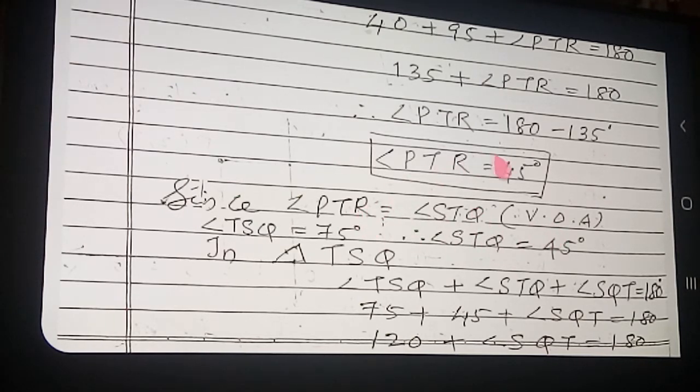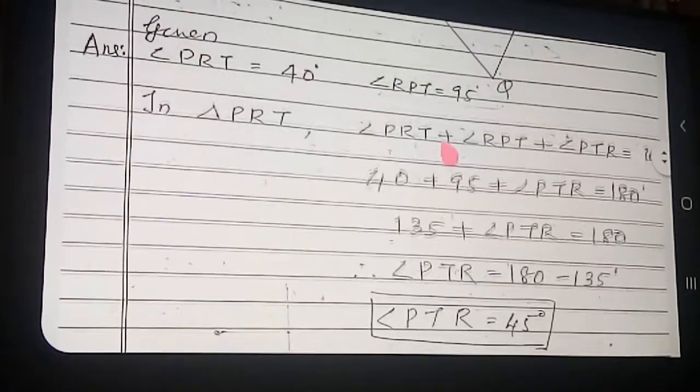Therefore, PTR you got 45. Therefore, what will be STQ? STQ also will be 45 degree only. Clear? This much clear now? Yes. Next, you go, see the diagram again once more.